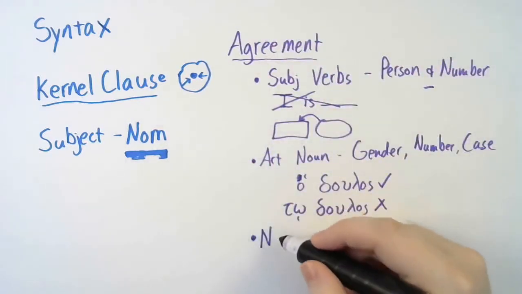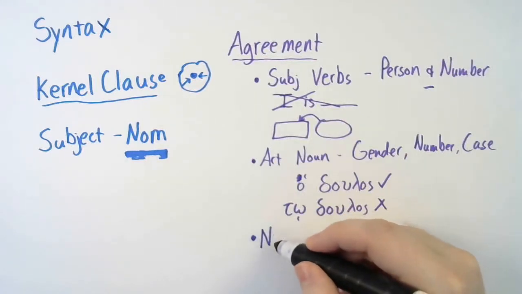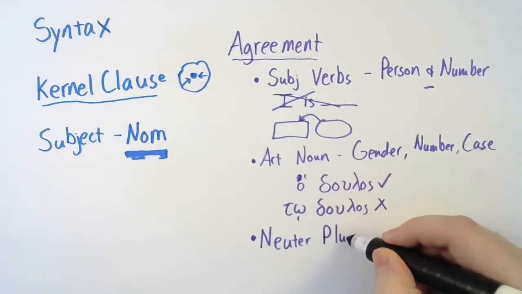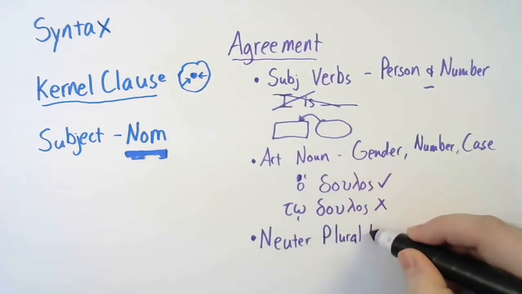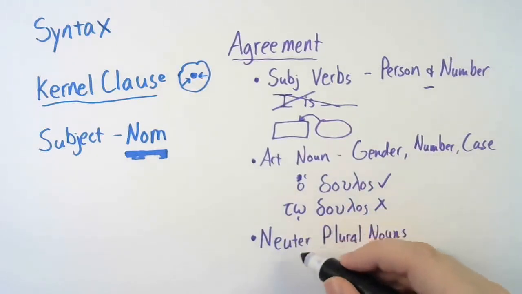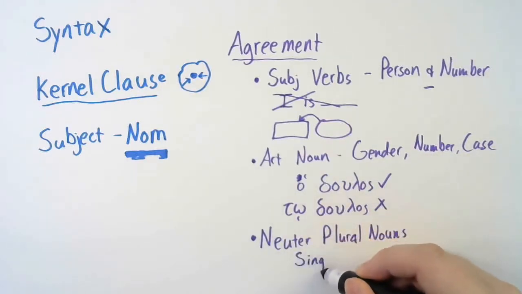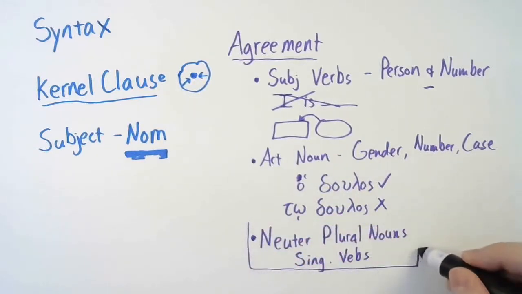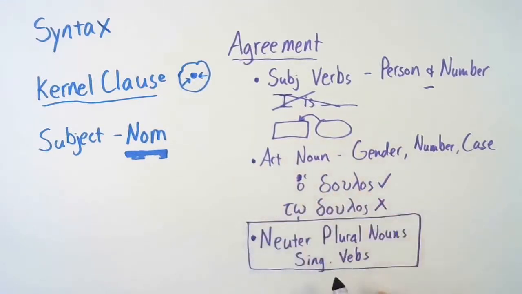All right. It's an odd, idiosyncratic construction, but neuter plural nouns will often take singular verbs. Even though they don't agree in person and number, they still do it. So neuter plural nouns will often take singular verbs as their verb.